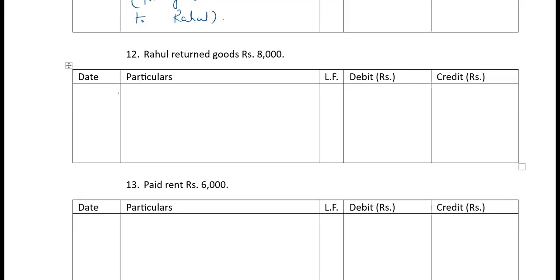Twelfth transaction, Rahul returned goods of 8,000 rupees. So we had initially sold goods to Rahul and now Rahul is returning the goods. The account involved will be sales return or return inwards account, and the other account will be Rahul account. So sales return account. Sales is revenue. When goods sold are returned, there's a decrease in revenue. Decrease in revenue will be debited. So we'll debit sales return with 8,000 rupees.